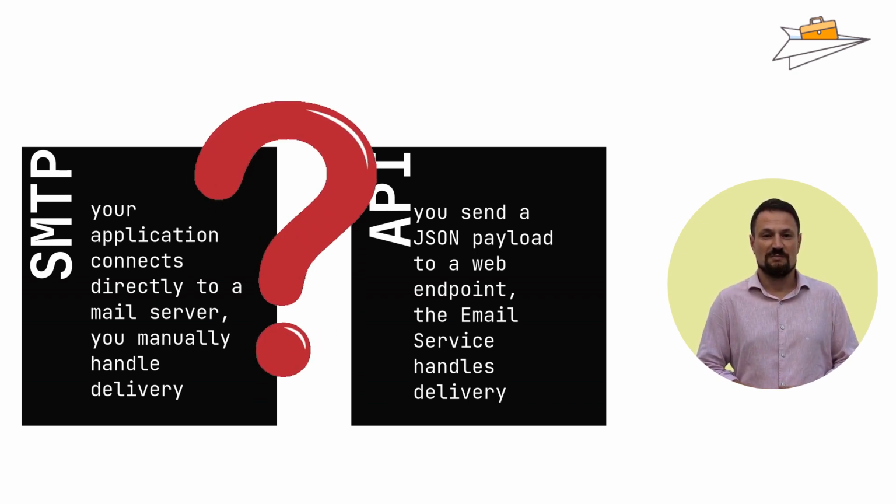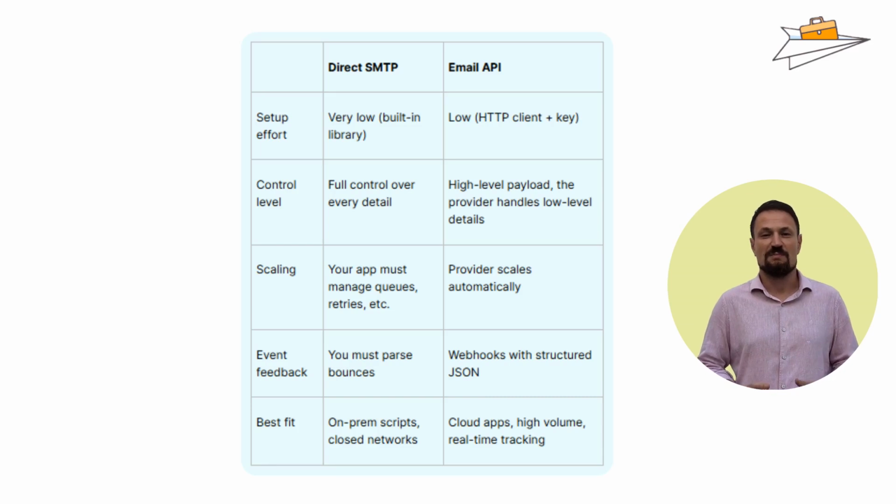Now, which one should you use for your business? Here is a quick comparison of SMTP and Email API. Use SMTP if you need fine-grained control over every detail of your email, like custom headers, or if you're working in an environment with an offline or internal mail relay where direct server communication is required. Choose an Email API when you prioritize speed, real-time tracking, automatic retries, and built-in security. Basically, when you want the provider to handle the heavy lifting and ensure reliable delivery at scale.